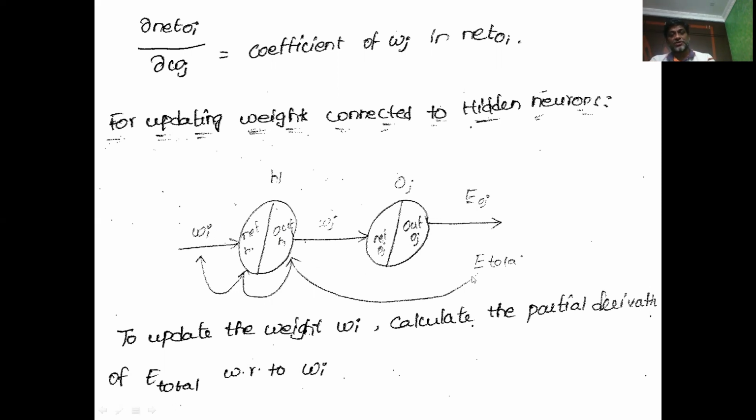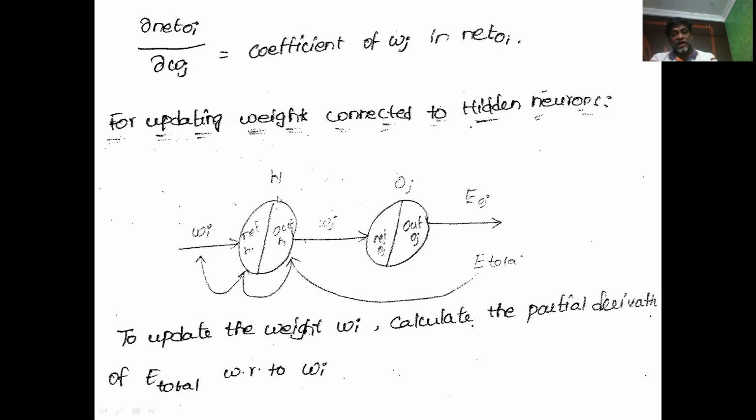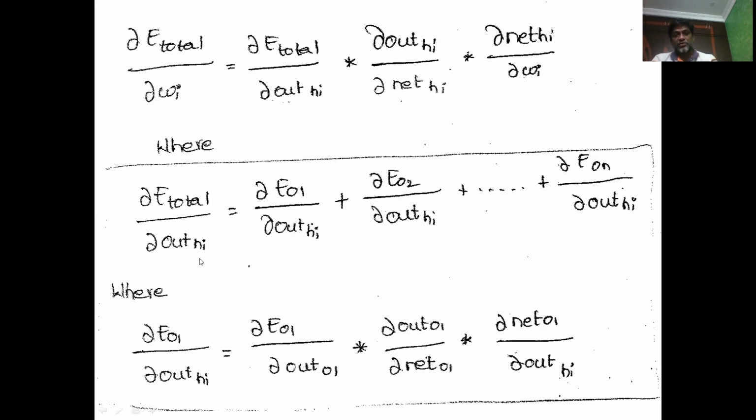What you need to do is calculate ∂E_total by ∂Wi, just like we did in the output layer. ∂E_total by ∂Wj we calculated. Similarly, for calculating the updation of Wi, you need to calculate ∂E_total by ∂Wi. So how do you get the formula for this? Again, it equals ∂E_total by ∂out_Hi, ∂out_Hi by ∂net_Hi into ∂net_Hi by ∂Wi.